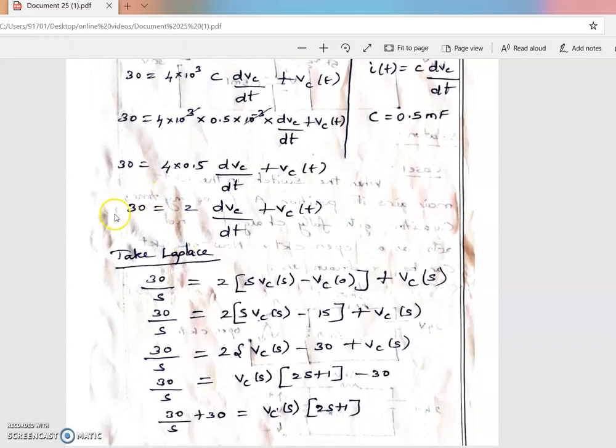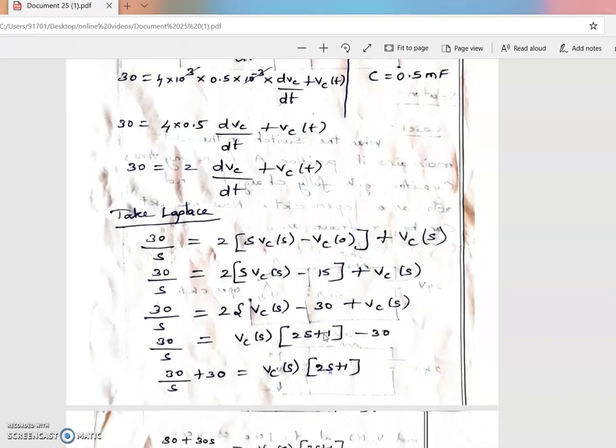The Laplace transform of a constant term is 1 by s. Here the constant term is 30, so we make it 30 by s. For the differential term, we write the Laplace equation as s Vc(s) minus Vc(0) plus Vc(s). Afterwards, for Vc(0), we substitute the value found from case 1, because this is the initial voltage across the capacitor. That value is 15, and we substitute it here.